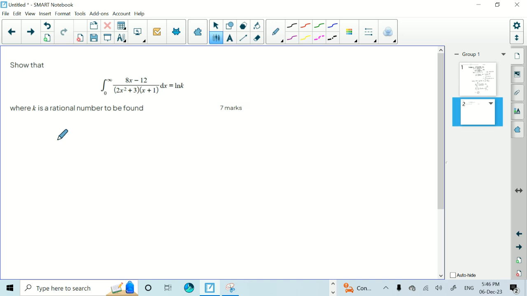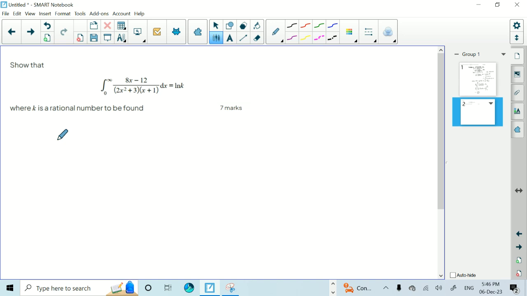Show that the integral of 8x minus 12 divided by 2x squared plus 3 times x plus 1, with limits infinity and 0, dx is equal to the log of k, where k is a rational number to be found, and 7 marks for this one.